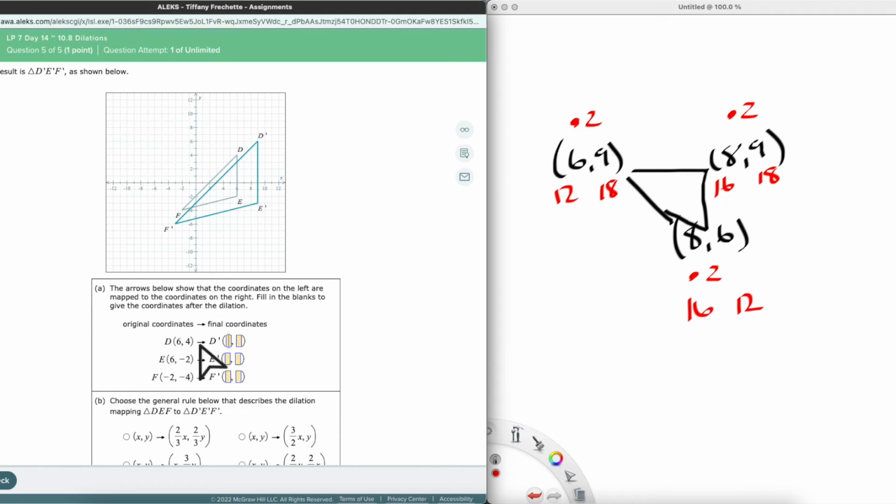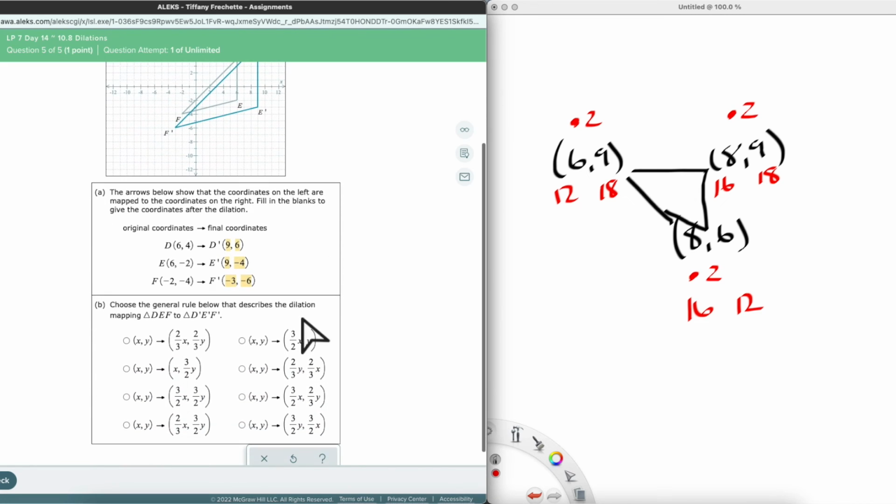So for D, we just want to say, okay, well, what is the coordinate here? So it's 9 and 6. So we have 9 and then we have 6. And then for E, we have 9 and we have -4. So 9 and -4. And then we have F became -3 and -6.